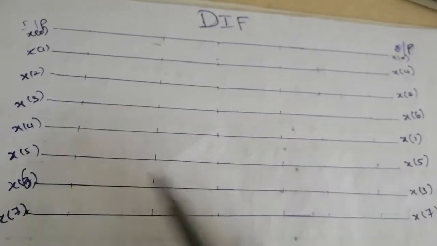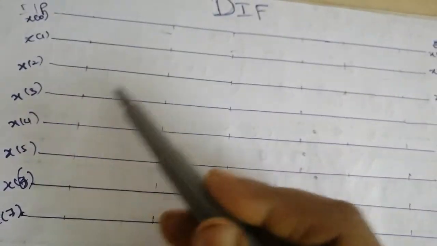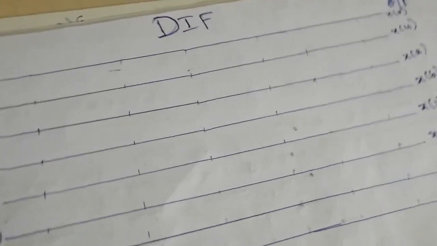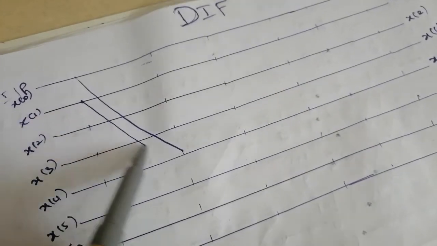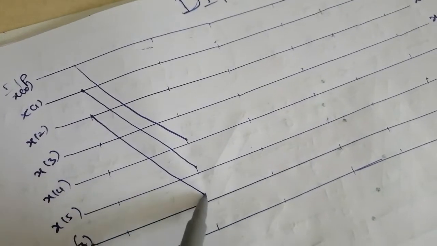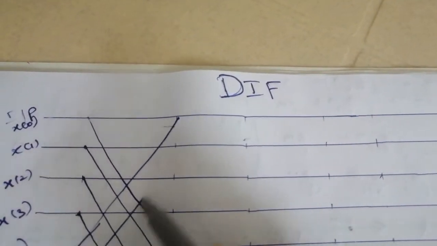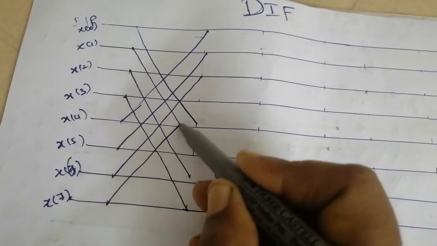The next step is we are going to draw the butterfly diagram. In DIT the first stage is to combine the two lines, right? But in DIF the first stage is we are going to combine four lines. That is the first line is joined to fifth line, second line is joined to sixth line. Third line is joined to seventh line. Fourth line is joined to eighth line. So likewise fifth line is joined to first line and sixth line is joined to second line. Seventh line is joined to third line. Eighth line is joined to fourth line.